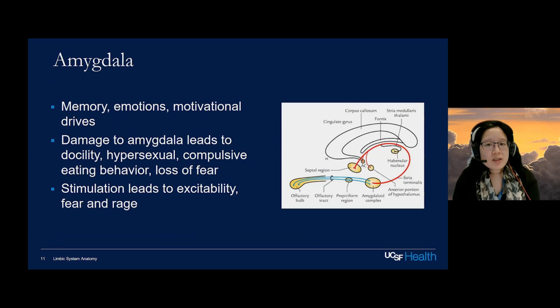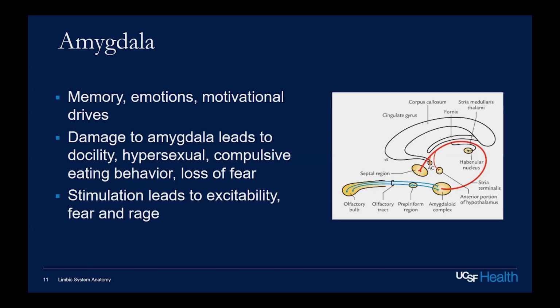The amygdala is an almond-shaped structure. It's also involved in memory making and making decisions and choices. It's also critical for different emotions, particularly fear. If both sides of the amygdala are damaged, that leads to tame, less aggressive behavior, although people or monkeys, which is what it's most studied in, can become hypersexual. There can be some compulsive eating behavior and loss of fear sensation.